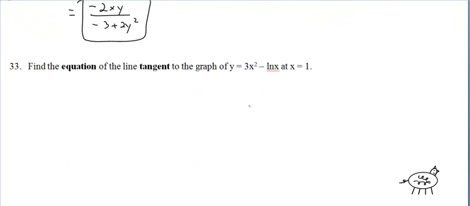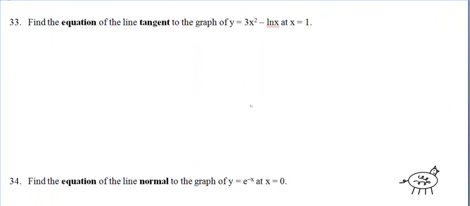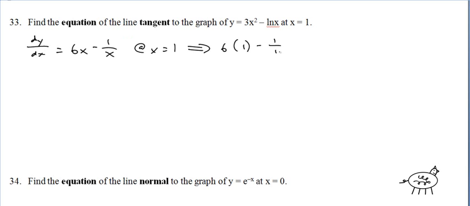All right, so let's move on to 33. Find the equation of the tangent line of the graph y equals 3x squared minus ln of x at x equals 1. So pretty easy. We're just going to do the derivative. So dy dx is equal to 6x minus 1 over x. That's pretty easy. And then at x equals 1, that's the slope of my tangent, we have 6 times 1 minus 1 over 1. So it's 6 minus 1, which is 5.